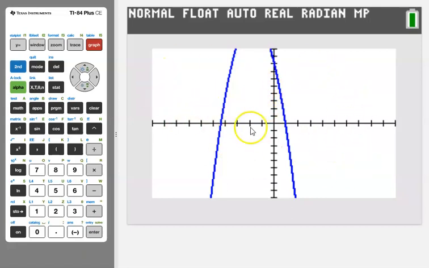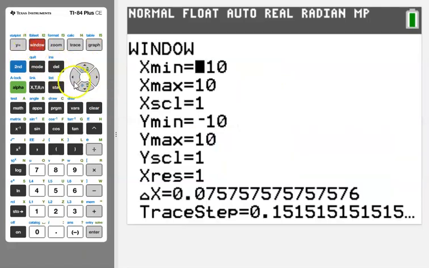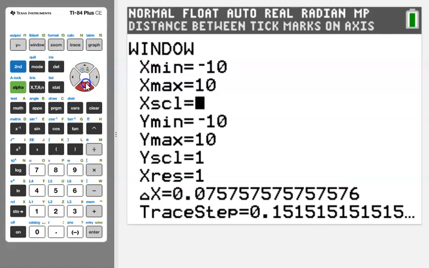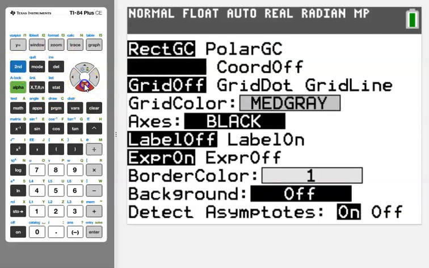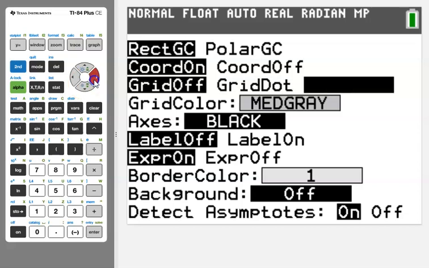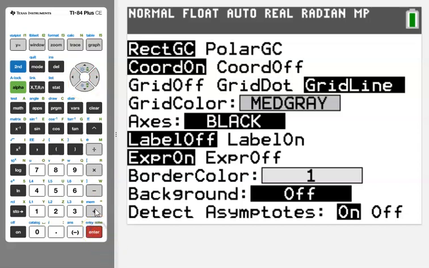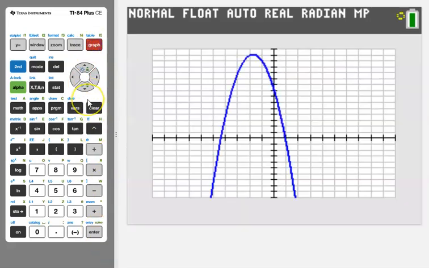Another thing I would like to adjust is I would prefer grid lines on my graph. So I'm going to take the window up to 15. The y maximum is now 10. Let's make that 15. And the grid lines are under second zoom. So if you go to that and go to the right and highlight grid line, then your graph will show the grid lines and show the parabola. This looks like your handout.